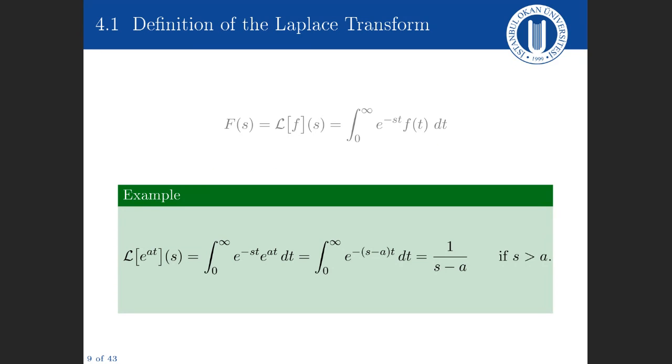I'm not doing all of the details here. I'll leave this for you to double check. Fill in the details here. That's the integral from 0 to infinity, e to the power minus (s minus a)t dt, or 1 over s minus a, which is defined as long as s is strictly greater than a.